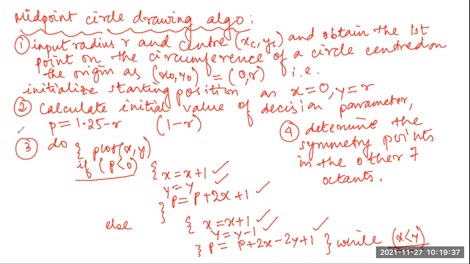Now this step 3 loop, I will go on doing till this condition is satisfied. The moment this condition is not satisfied, I will come out of the loop, and as a result, I will have all the points plotted for the first quadrant, that is my 0 to 45 degree octant. And the rest of the symmetry points I will get by following the 7 octants.